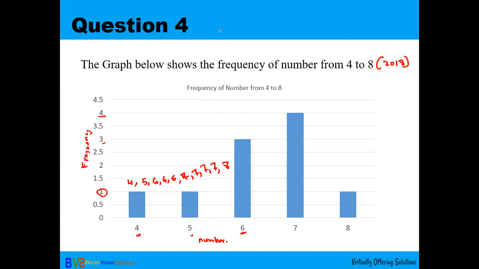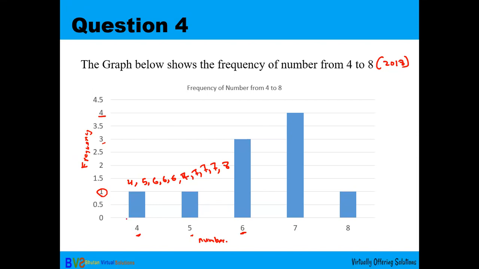Interpretation not clear? Okay, then let me tell you again. In any interpretation, the y-axis is the frequency. Frequency means the number of times it is repeating.